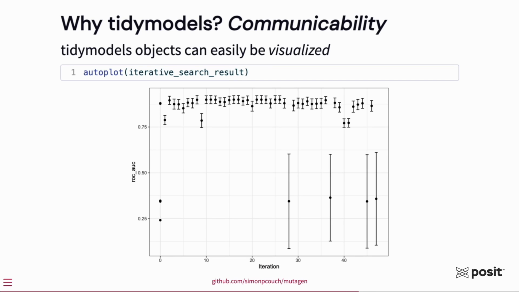The same story goes for iterative search results. Things like Bayesian optimization and simulated annealing are advanced machine learning techniques that are built into Tidy Models. When I use Tidy Models to generate these results, I can understand them by quickly plotting them.